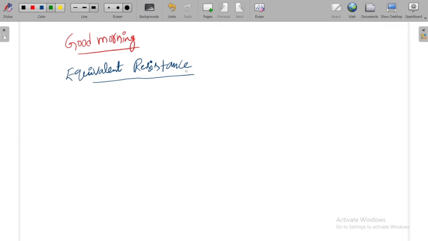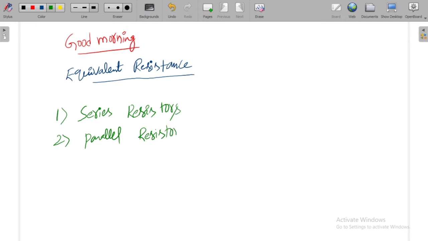In this video, we will see two cases. The first case is series connected resistors. When we have two or more resistors connected in series, how to find the equivalent resistance. And the second case which we will learn is parallel connected resistors. When two or more resistors are connected in parallel, how to find its equivalent. So we'll understand how to find the equivalent resistance in case of series as well as parallel combination of resistances.